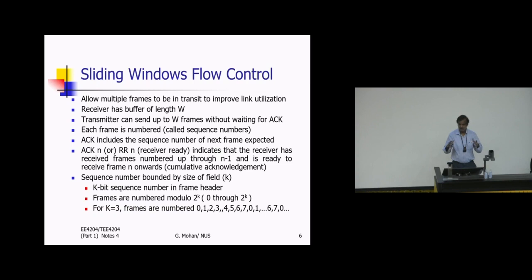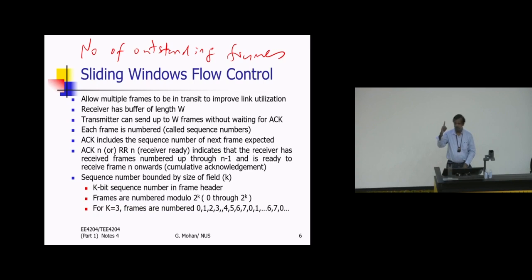Can we keep the number of outstanding frames to a small, finite value? What do we mean by outstanding frames? Those frames which are sent by the sender but not yet acknowledged. These are the outstanding frames. In the case of stop and wait, the number of outstanding frames is 1. It can send only one frame. You cannot send the second frame before receiving the acknowledgement.